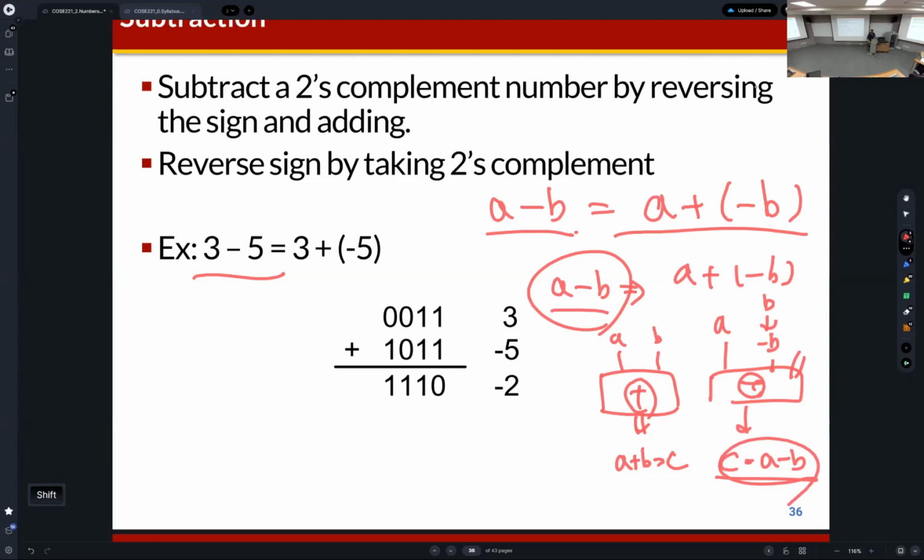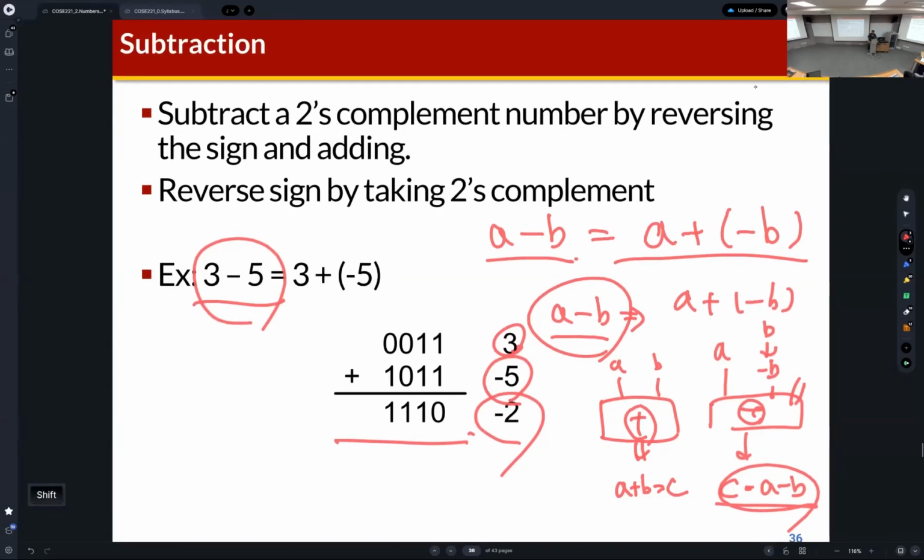Okay. So how can we calculate 3 minus 5? It's 3 plus minus 5. So this is 3, and this is minus 5. If we just perform the add operation, we get the result of minus 2 correctly, right? It's easy, right? Which means that using the same adder, we can implement the subtractor, okay?